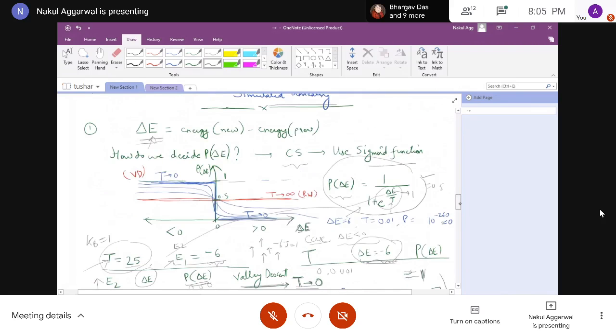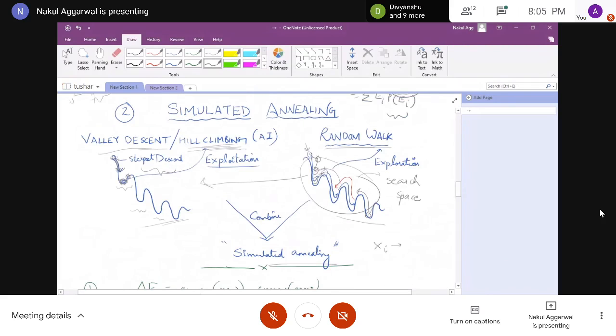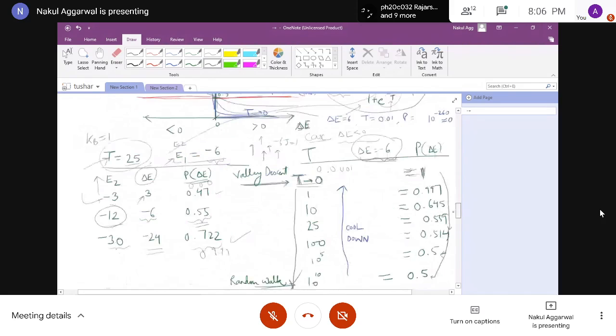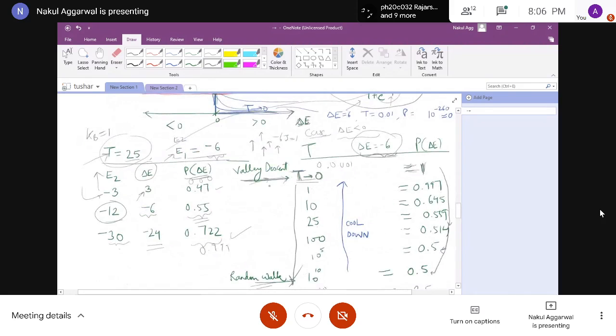Why? Because when the temperature is close to 0, we see that the probability of accessing that energy state is close to 1. That is what is happening here basically. So when you reach your local minima, you are accessing that energy state with probability 1. Remember, in valley descent, we were not climbing up. We were not accepting the bad state. So we accepted this good state with probability 1. That is why at lower temperatures, you are basically using the properties of valley descent.